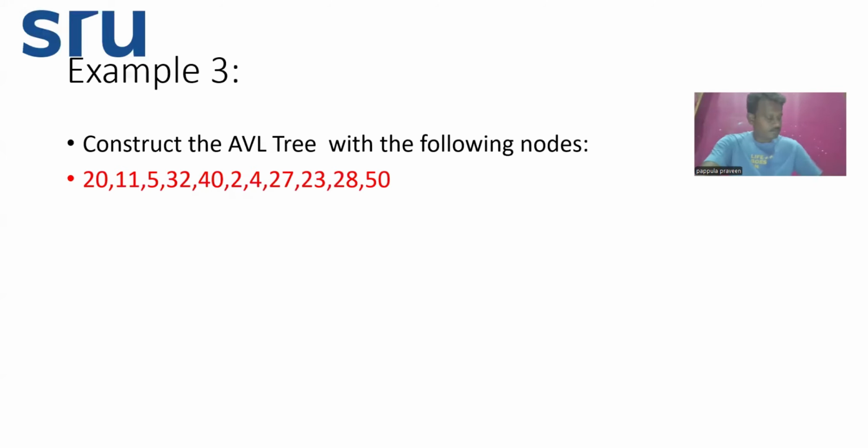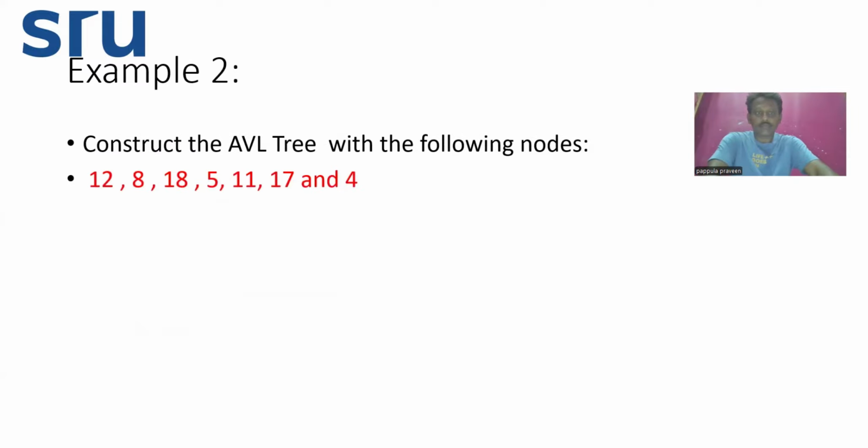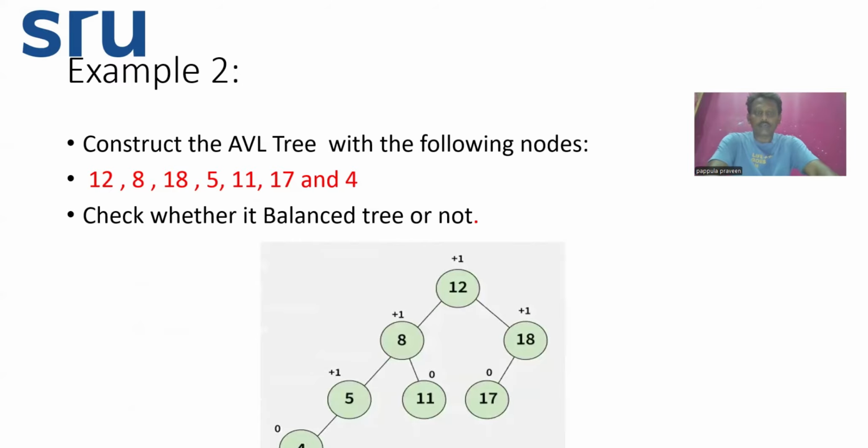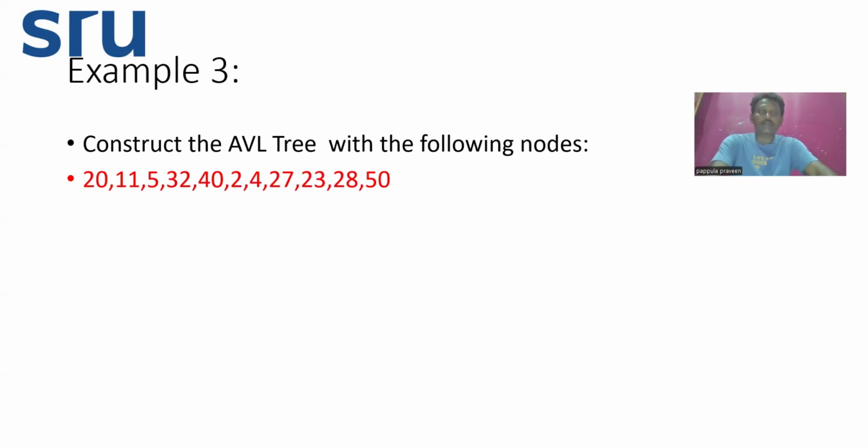Now you construct this example. This is the third example. Now we already completed example 2. Example 2 is the AVL tree, there is no problem in example 2. Now the third example: 20, 11, 5, 32, 40, 2, 4, 27, 23, 8, 28, 5, 50.